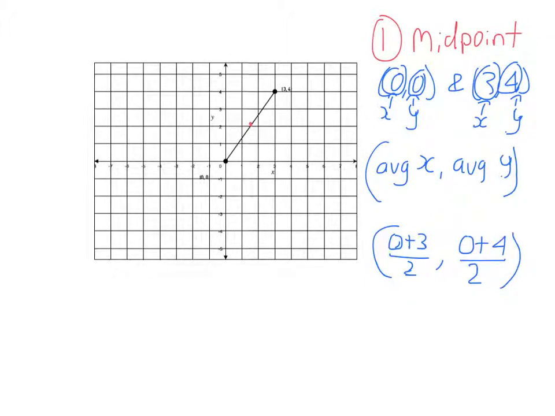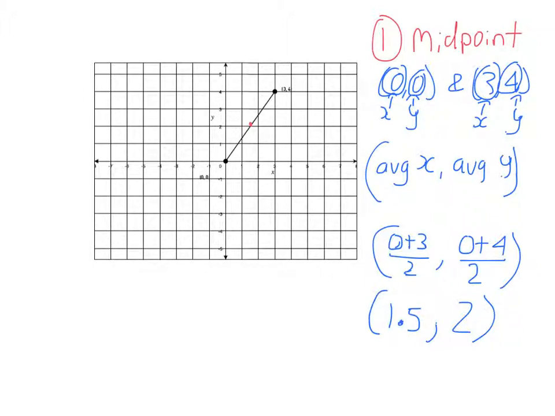Now I just go and do those sums. For the x-coordinates, 0 plus 3 is 3, divided by 2 is 1.5. Either way you write it, it doesn't matter. And the y-coordinate is 0 plus 4, which is 4, divided by 2, which is 2. How easy is that? So that is the answer. (1.5, 2) is the midpoint of this line.